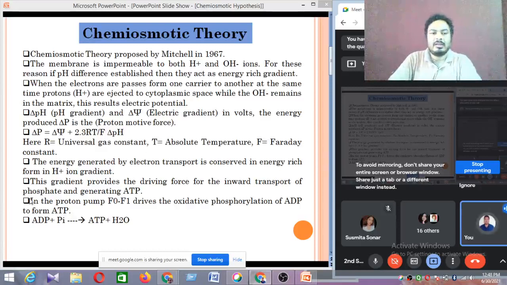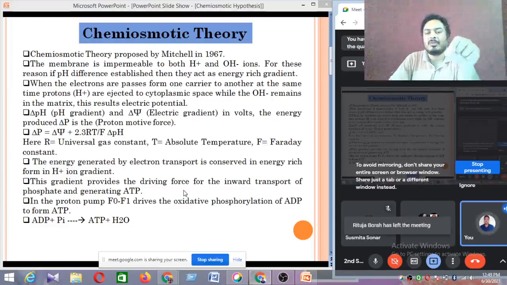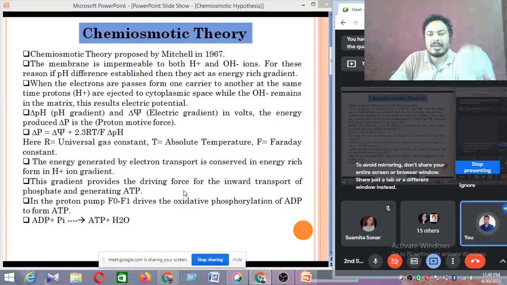You can see this gradient provides the driving force for the inward transport of phosphate and generation of ATP. So this energy is stored inside the H plus molecule. Now when this H plus molecule binds to the phosphate molecule, remember, phosphate here means adenosine diphosphate. When this adenosine diphosphate binds with the energy rich H plus molecule in the presence of inorganic phosphate, Pi, we have adenosine diphosphate plus the energy rich H plus plus inorganic Pi.